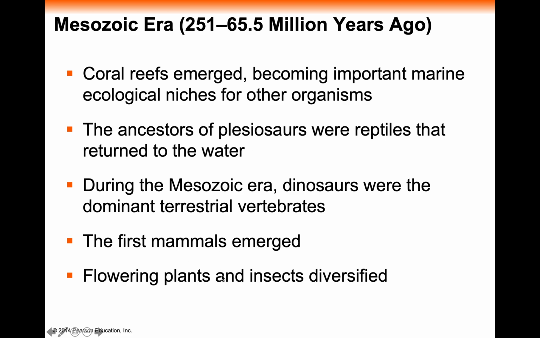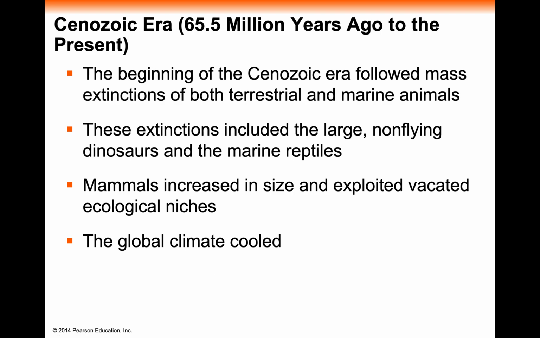So first mammals are going to emerge. Flowering plants and insects diversified, and that's another contributing factor, just the major changes in ecosystems. Dinosaur numbers were declining before the meteor hit. And so this opens the door for the mammals and allows them to basically become more extensive. So the beginning of the Cenozoic era followed mass extinctions of both terrestrial and marine animals, again because of that meteor. These extinctions include the large non-flying dinosaurs, pterodactyls, and the marine reptiles, your mosasaurs and plesiosaurs. And mammals increased in size and exploited the vacated ecological niches.